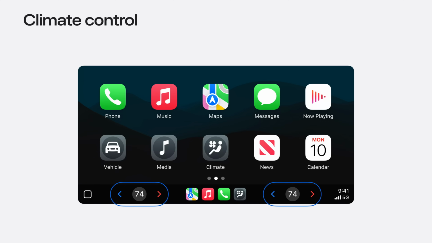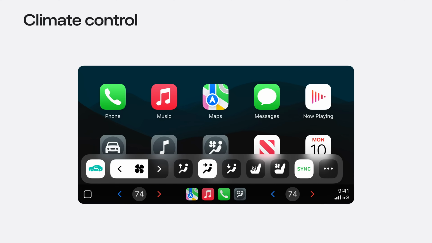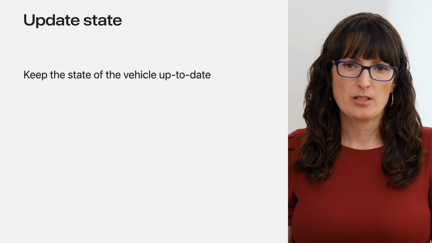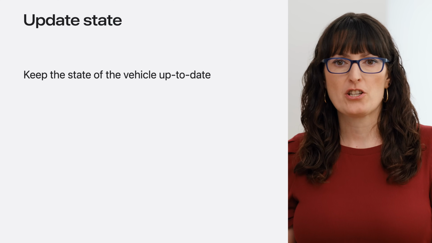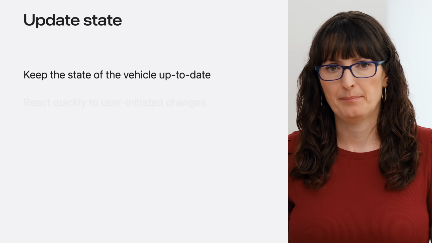And just like that, with what we just did, the driver also gets climate controls in the dock, even when the full Climate UI is not showing. Tapping the controls provides easy access. Now that we've discovered how to configure the UI, how do we keep it up to date? To keep the UI responsive and accurate, vehicle information needs to be updated all the time.